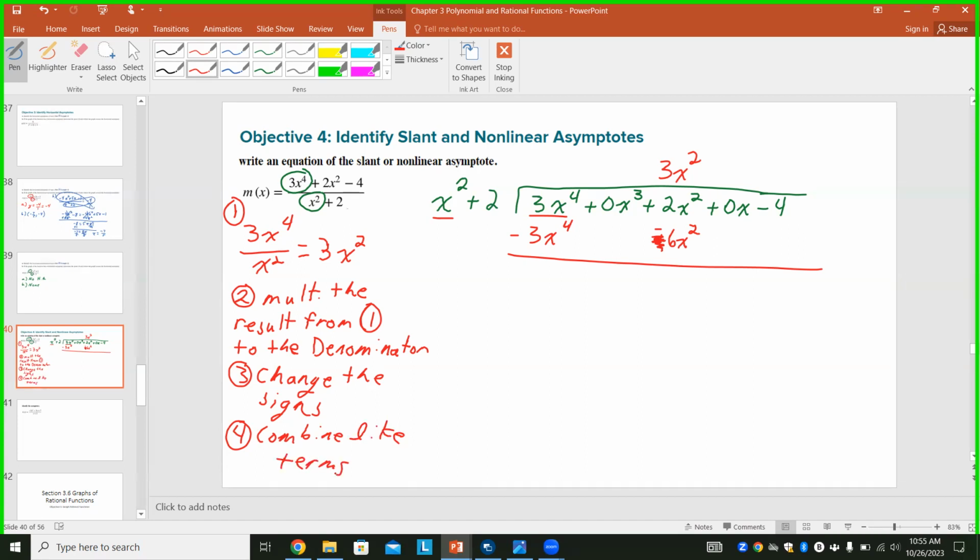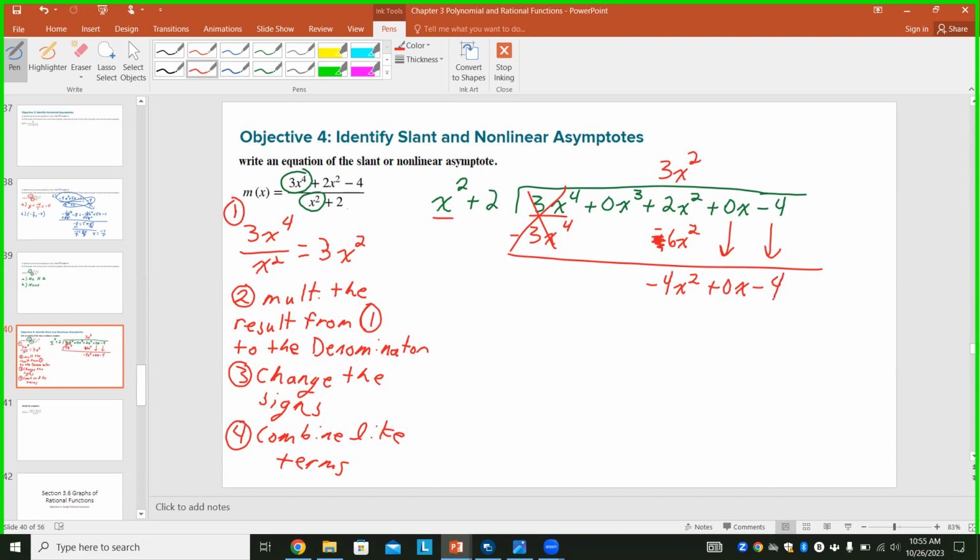So 3x to the fourth minus 3x to the fourth, what happens? You want it to cancel. If it does not cancel and you're actually left with something, go back and check your work because you've done something wrong. That part needs to cancel. I don't have any x cubes, so I'm not going to worry about combining anything there. And then I have 2x squared minus 6x squared. That gives me what? All right. And then I'm going to drop down the remaining part of the equation, so 0x minus 4.